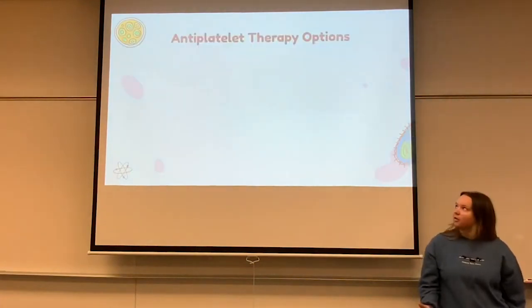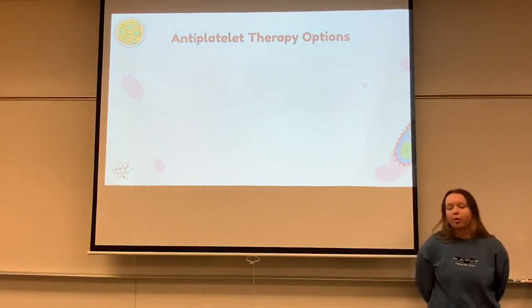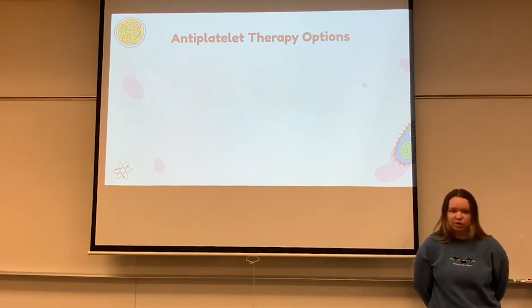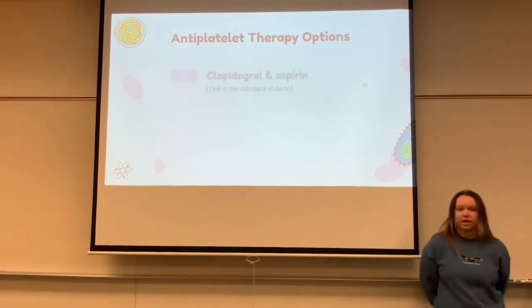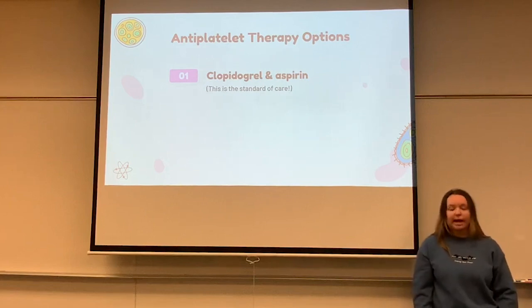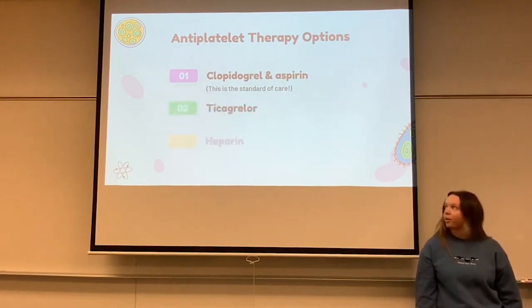For a bit of background, when patients experience a clotting event such as a stroke or a pulmonary embolism or some other clinical issue of that nature, a physician will prescribe them antiplatelet therapies. The first option for this class of medications is a combination drug of clopidogrel and aspirin, and this is currently the standard of care because there is the most clinical data to support it. However, there are also two other options for antiplatelet therapies, and these are ticagrelor and heparin.